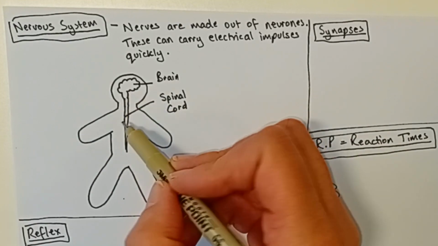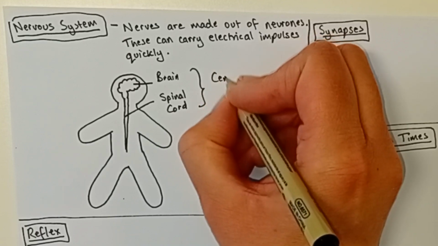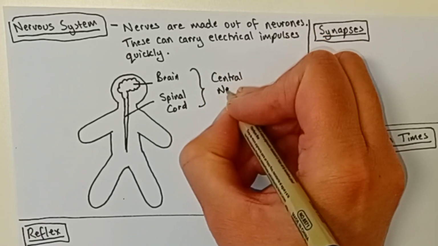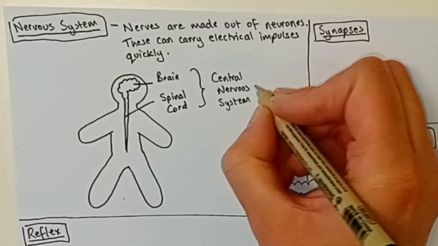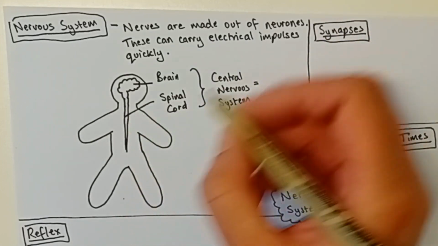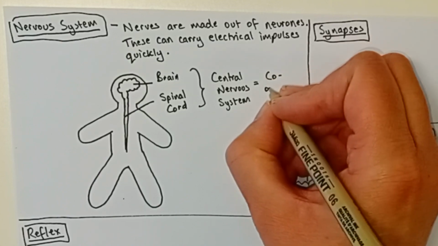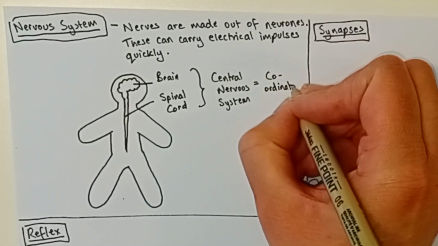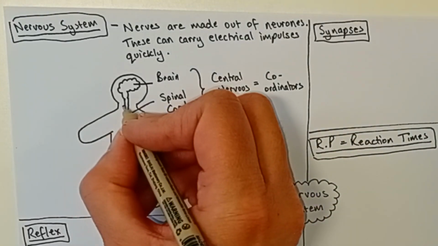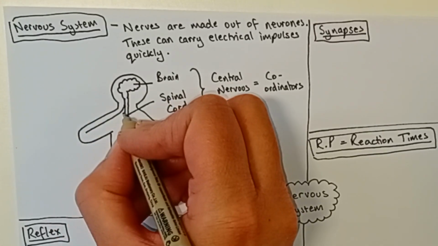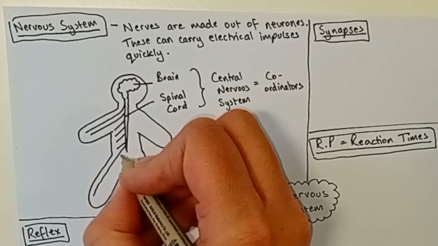And together, the brain and spinal cord form the central nervous system. And these, because sometimes the spinal cord, act as the coordinators of responses. We'll come back to that later. Branching off from the spine then, you have lots of long, thin nerves that connect to the rest of the body.